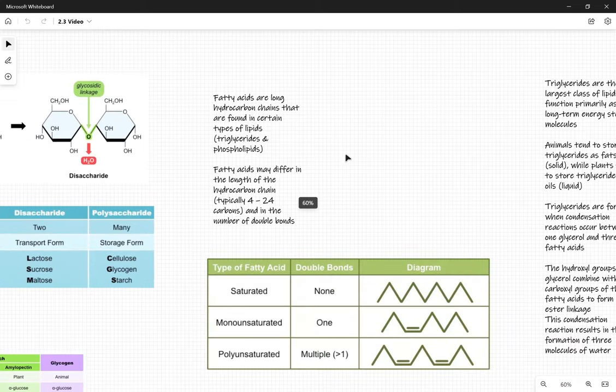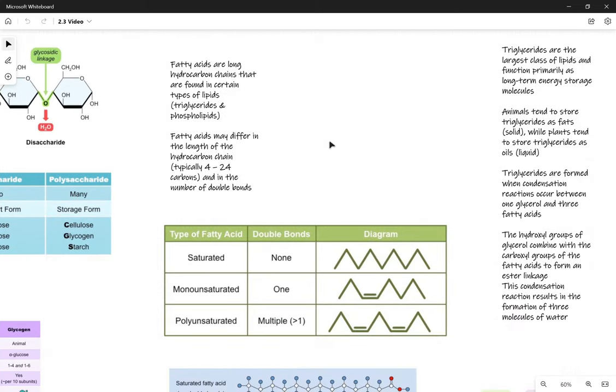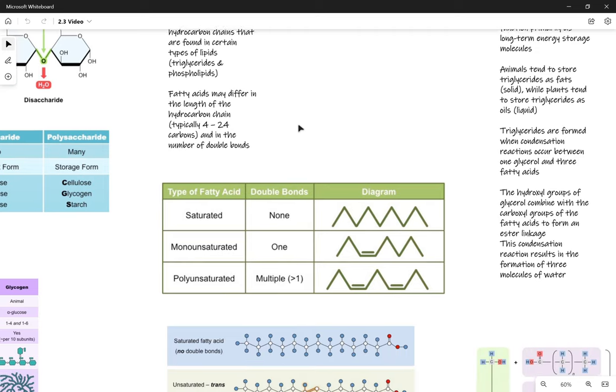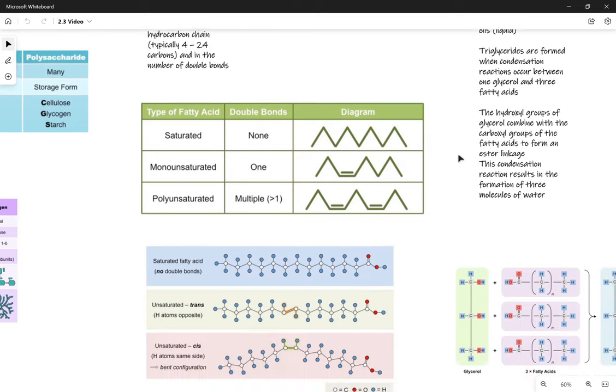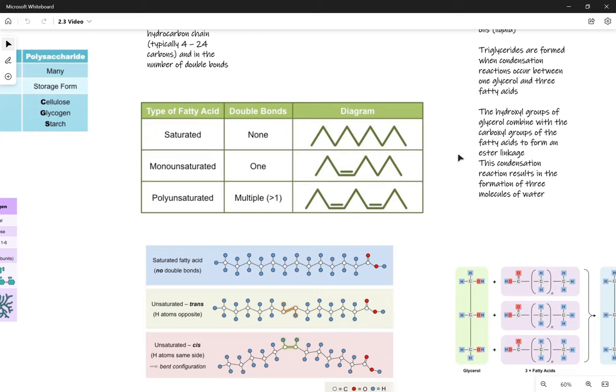So fatty acids are long hydrocarbon chains that are found in certain types of lipids. Fatty acids may differ in the length of hydrocarbon chains, so they're usually about 4 to 24, but they can be bigger. And they also vary in the number of double bonds. So here we have types of fatty acids.